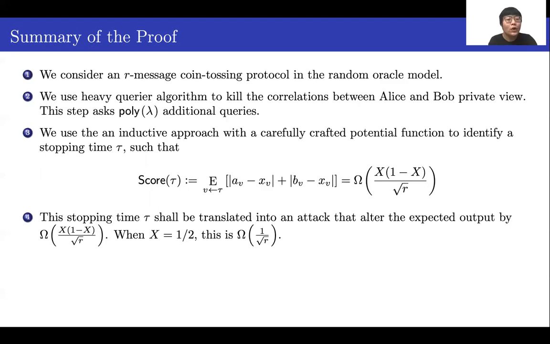So now to summarize, we have considered an r-message coin tossing protocol in a random oracle model. We used the heavy query algorithm to kill the correlation between Alice and Bob's prior views. These steps ask polynomially many additional queries. We use an inductive approach with a carefully crafted potential function to identify a stopping time tau such that the score we have defined with respect to a stopping time is guaranteed to be high. Now this stopping time can be translated into an attack that will alter the expected output by the same bound. In particular, when this protocol outputs a uniform bit, this deviation to the expected output is guaranteed to be 1 over square root of r.